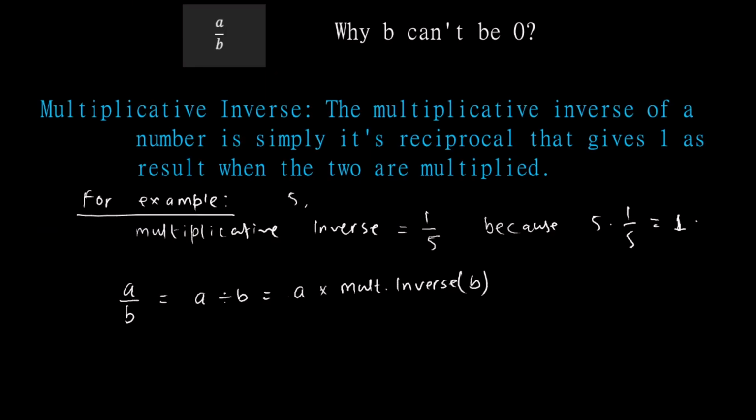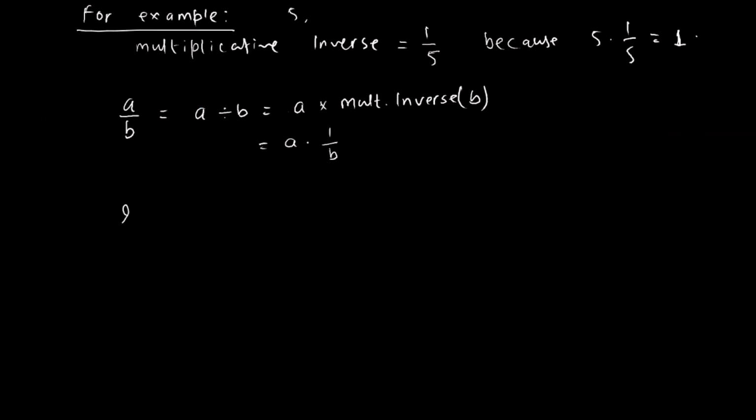So here we write the first number as it is and multiply it by the multiplicative inverse of b, which is 1 by b. If we have 2 divided by 3, we write the first number as it is and multiply by the multiplicative inverse of the second number, which is 1 over 3. So we have 2 over 3.